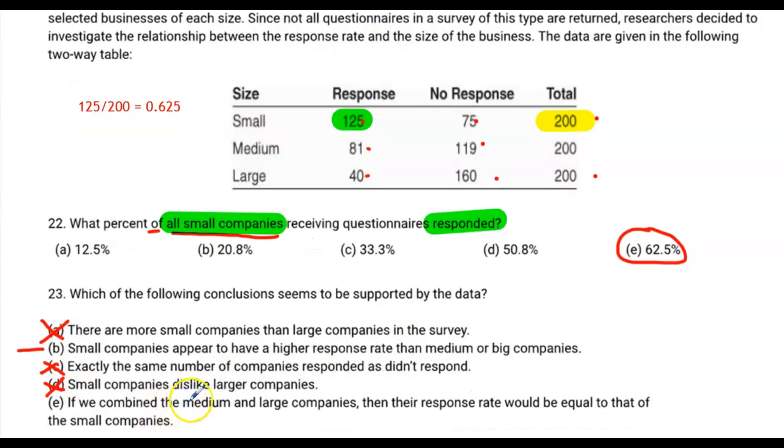If we combine medium and large companies, then their response rate would be equal to that of the small companies. Well, let's test that out. And when you combine the medium and large responders, that's 121. That's essentially the same as 125, right? But remember, we're talking about a response rate. The rate is going to be divided by the total. So, of course, we're talking about 121 divided by 400. What's that going to be? About 31%, 30.25%. That's nowhere near the percentages that we found of 62.5. So that, again, does not pass the sniff test. Looks like the one that we thought was right at the beginning is definitely the one that's right at the end.